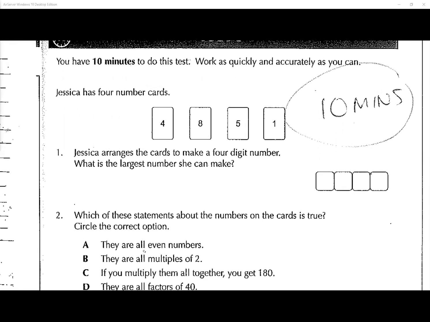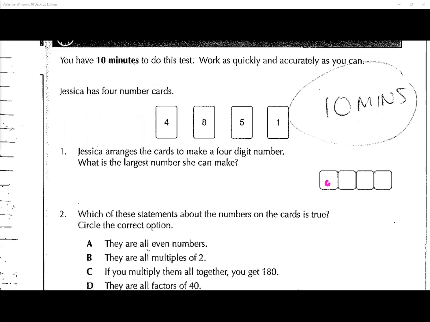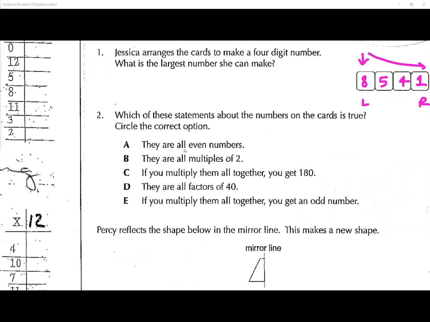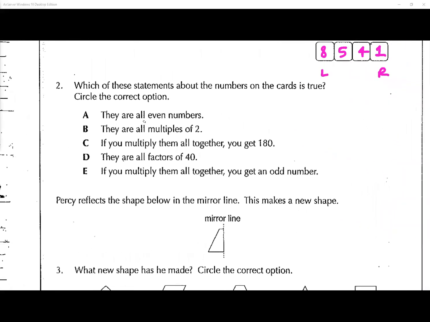Jessica has 4 number cards. Question number 1. Jessica arranges the cards to make a 4-digit number. What is the largest number she can make? So we put the numbers in order, putting the largest numbers on the left-hand side and then getting gradually smaller as we go down towards the right. Okay, so this is my left, this is my right. Okay, lovely. 8541, nice simple question, easy peasy stuff.